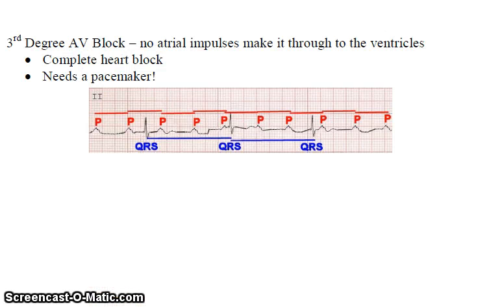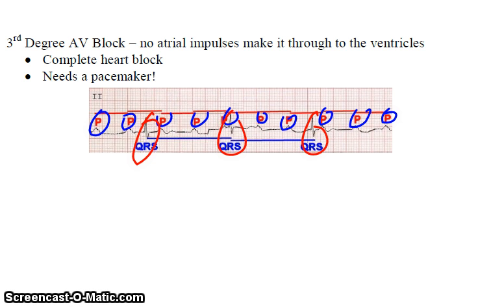Okay, and then the third AV block is called the third degree AV block. For this one, there are no atrial impulses making it through to the ventricles. So this is also called complete heart block, and this patient would need a pacemaker. Here is an example of complete heart block. It's demonstrating all of these P waves, P, P, P, P, P, and they are at a normal rate. And then meanwhile, you have all of these QRS complexes, but they are at a different rate. So the atria and the ventricles are doing their own thing.